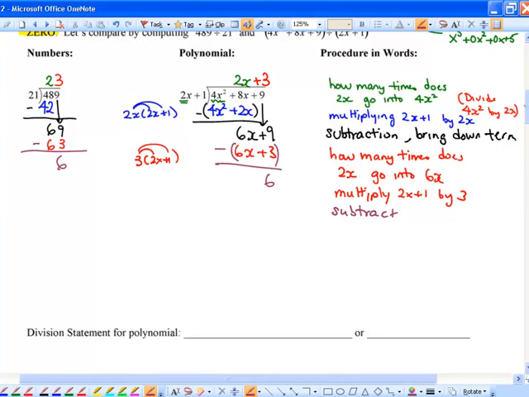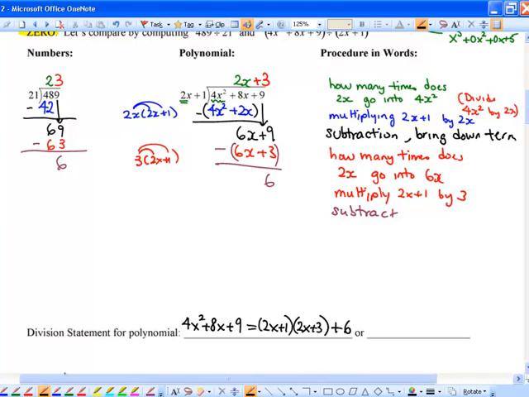Remember, there are 2 forms, so I'll show you both forms. The first form is where you put the dividend first, so I'll go 4x squared plus 8x plus 9. And remember, the dividend is always equal to the divisor, that's 2x plus 1, multiplied by the quotient, that's 2x plus 3. And we're going to add to that the remainder.